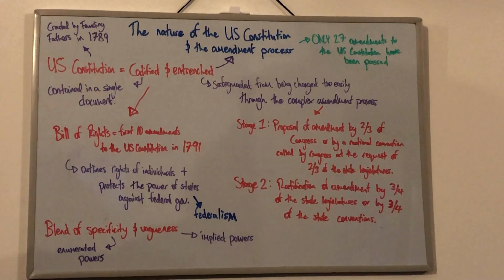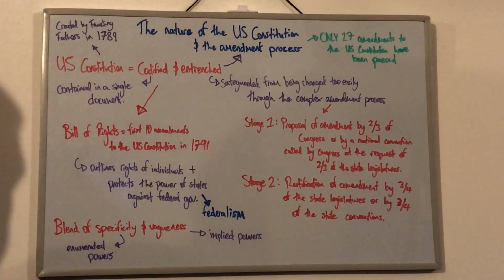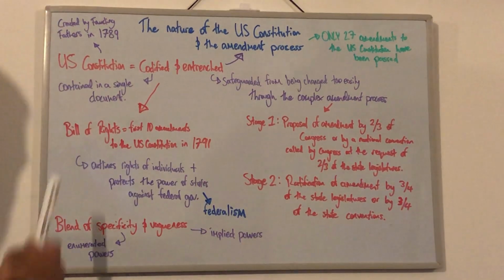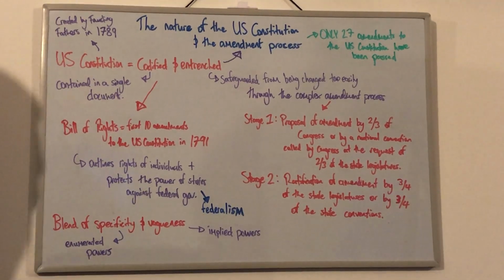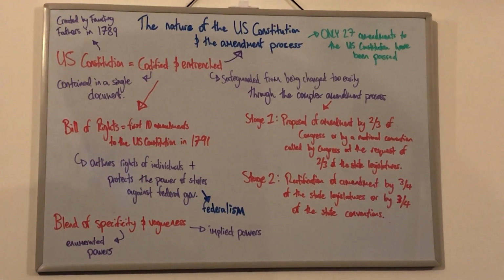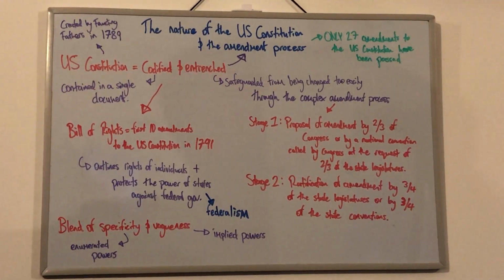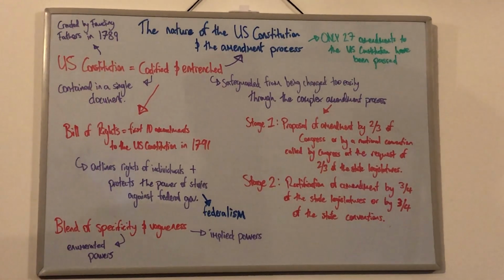This is just a revision video to cover the content that we've covered so far for the US Constitution. So it's on the nature of the US Constitution as well as the amendment process. Now we all know that a constitution is a set of rules which determines where sovereignty lies in a political system, and it also clearly, explicitly establishes the relationship between the government and the governed, okay?